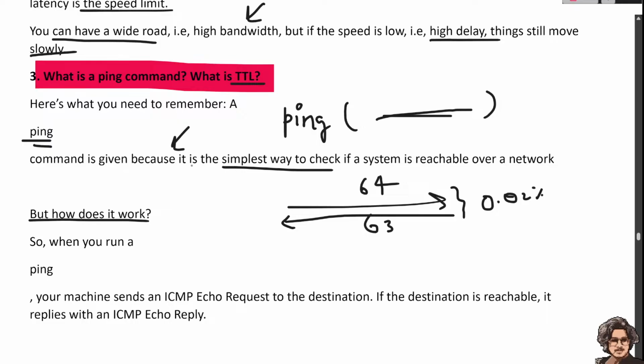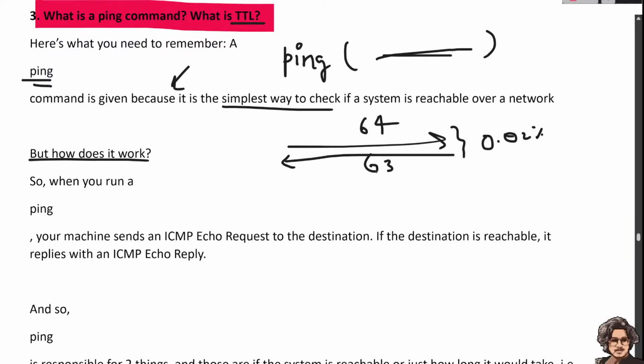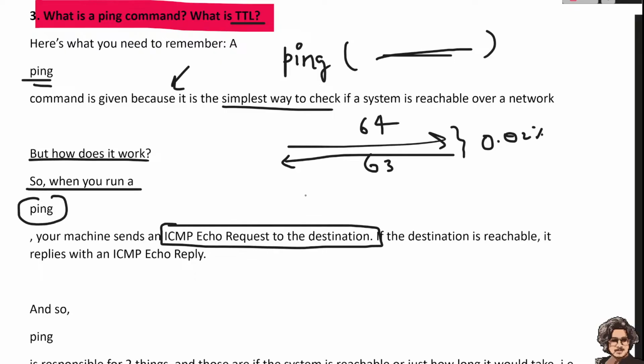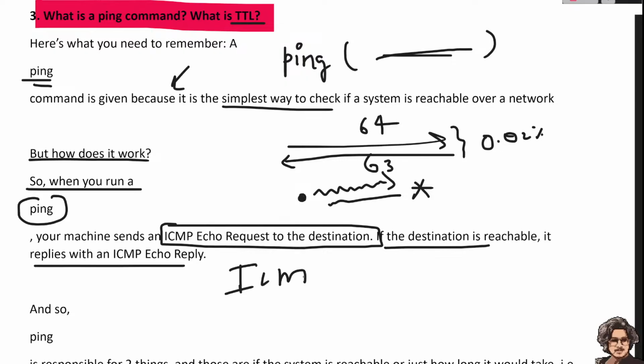This command is given because it's the simplest way to check whether the system is reachable over the network or not. When you run ping, your machine sends an ICMP echo request to the destination. So the source sends an ICMP request to the destination, and if the destination is reachable, it replies with an ICMP reply.